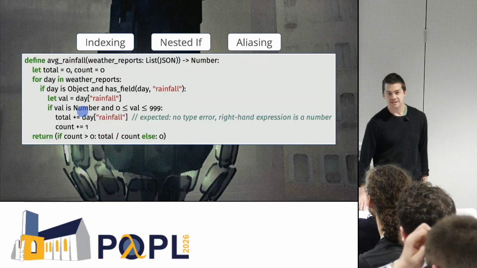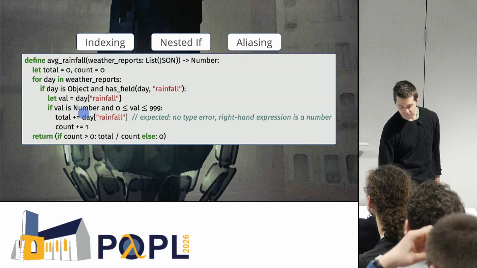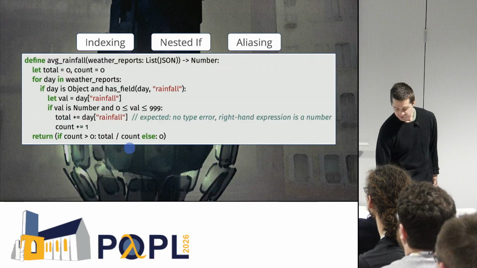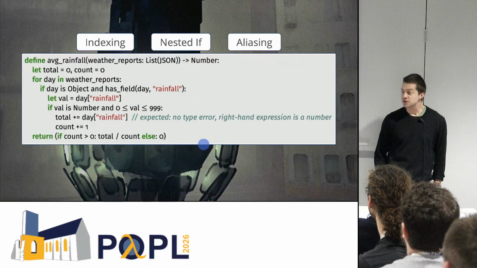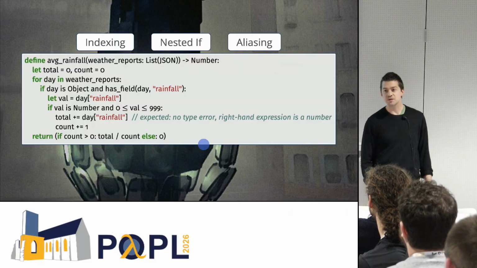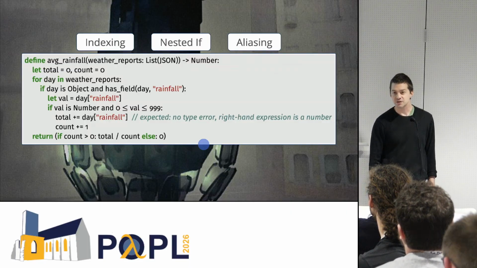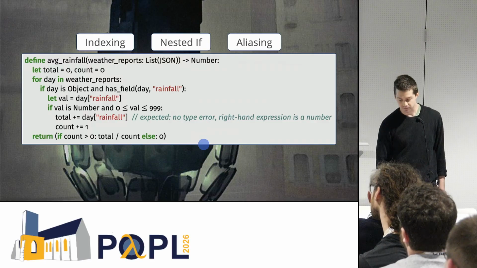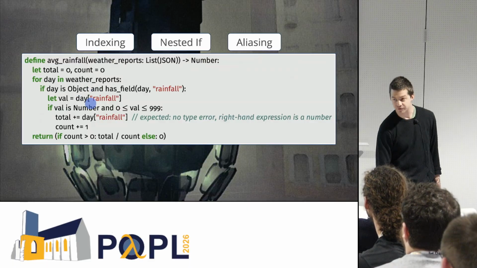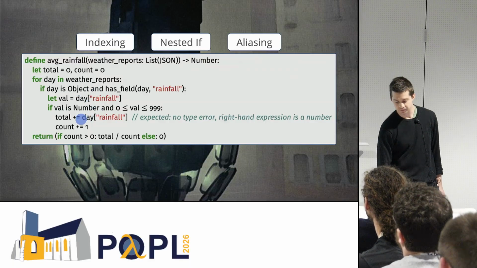And if that's the case, let's add it to the list of readings that we found from the data. Sum up the total. At the end, we want the average rainfall, ignoring all the bad things. So there's very few types in this program, but it's enough that I claim this program should type check. As long as your checker knows about type narrowing, it should be able to make sense of this. We start with JSON, we refine it to object, we refine that further to number, and we're able to add up.